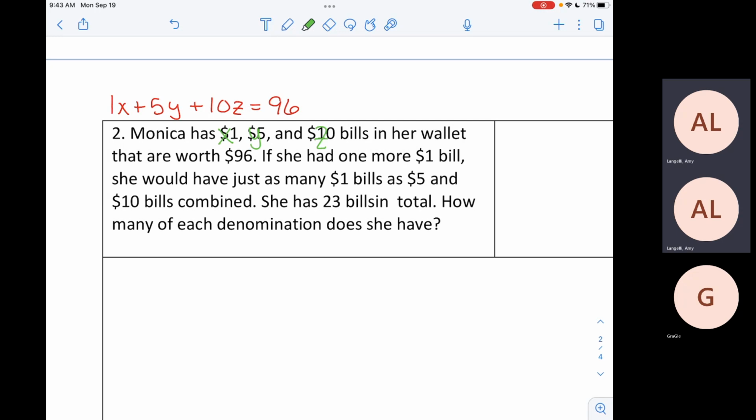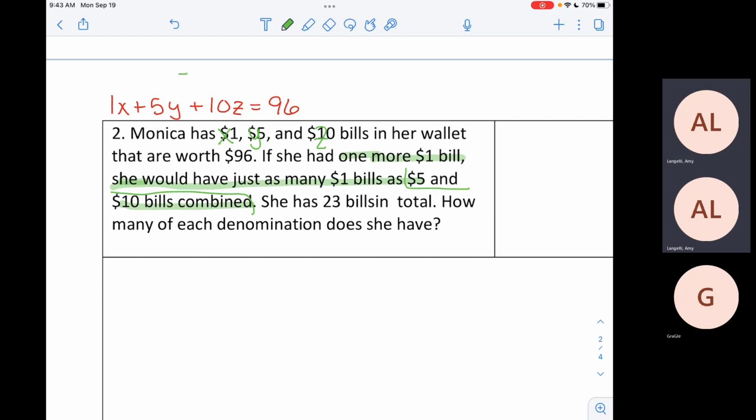Okay, now let's do this. If she had one more $1 bill, she would have just as many $1 bills as $5 bills and $10 bills combined. Holy cow. Okay. How do we do $5 bills and $10 bills combined? What do you guys think about that? $5 bills and $10 bills combined. What would that translate to in math?